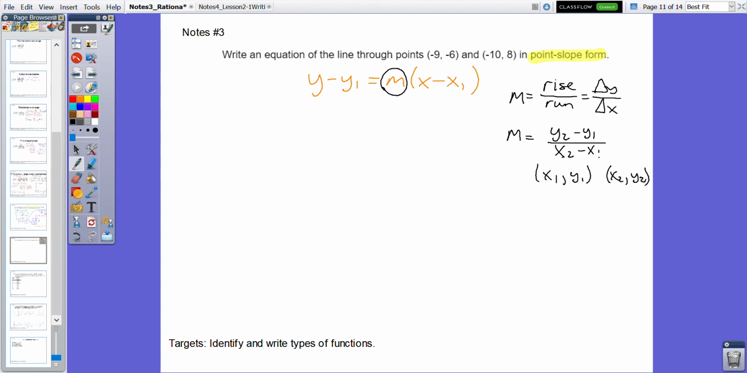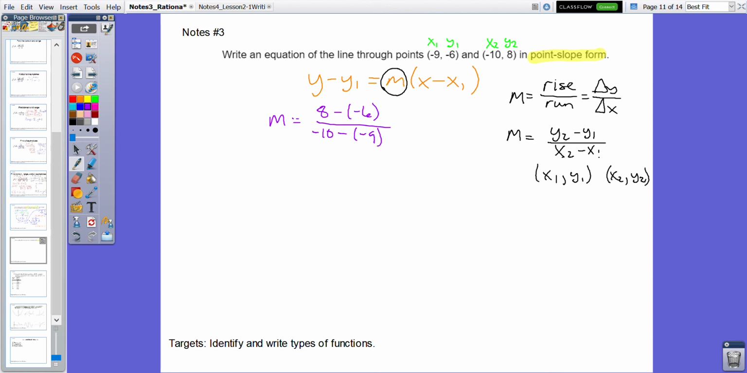So in this case, we're going to assign x1, y1, x2, y2 to these points here, and I'll do that in green right now. We're just going to keep it easy, x1, y1, x2, y2, like this. So I'm going to use my formula to find this value for m. Let's use purple. I'm feeling colorful today. So m equals y2 minus y1, so that's 8 minus -6, divided by x2, which is -10, minus -9.